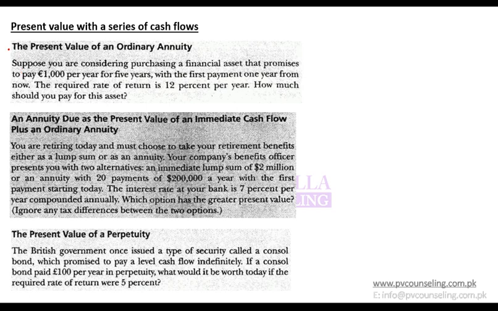Similarly, you can also calculate the present value of an annuity. Suppose you are considering purchasing a financial asset that promises to pay 1000 euros per year for 5 years. So now it will be paying 1000 every year, which means it is an annuity. It is not one cash flow. So that means your payment is 1000 and your number of periods is 5.